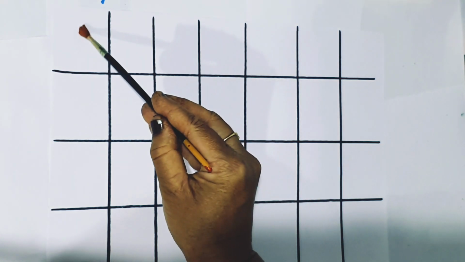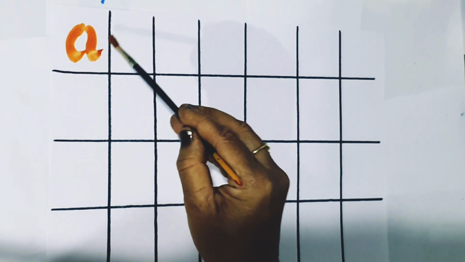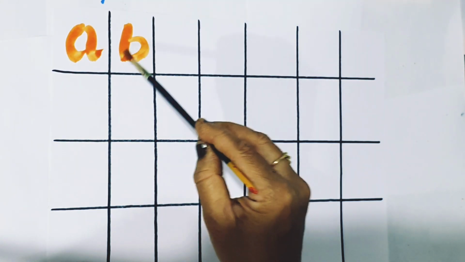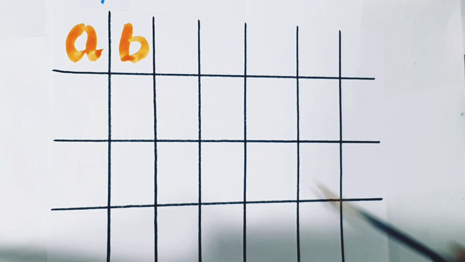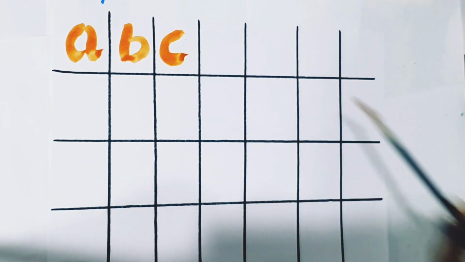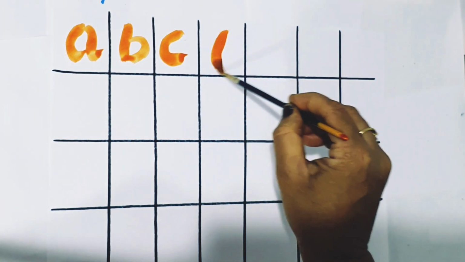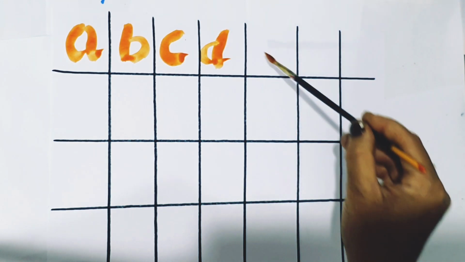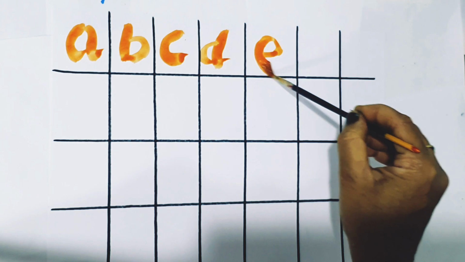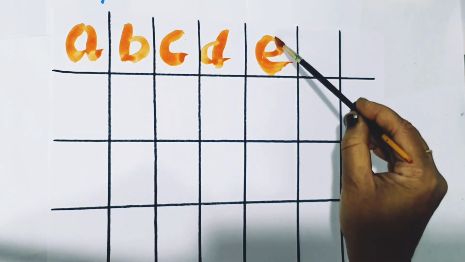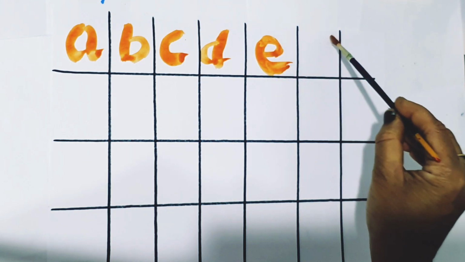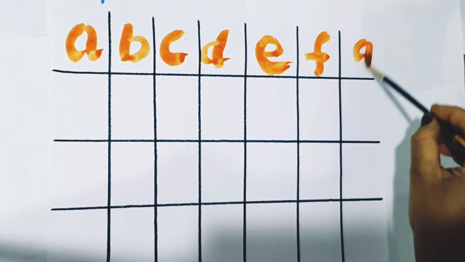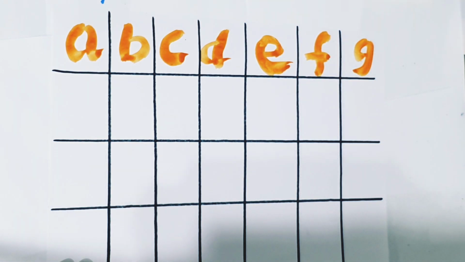Orange color: A for apple, B for ball, C for cat, D for dog, E for elephant, F for fish, G for girl.